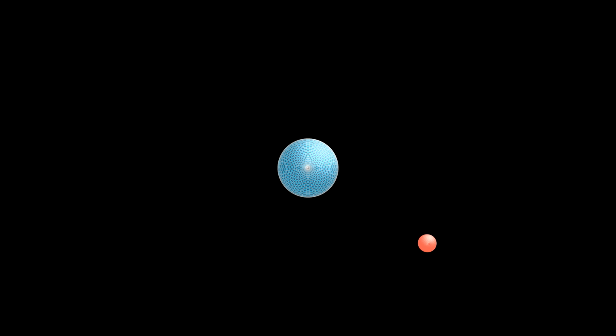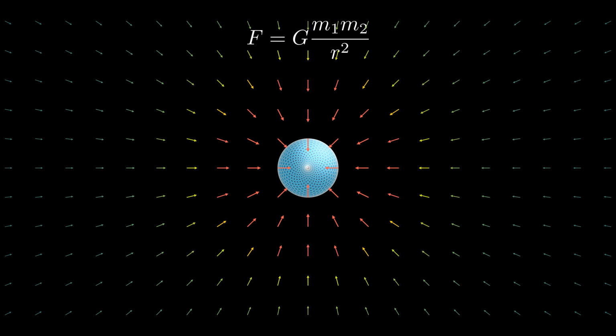So we have our central object, towards which a test object is continually accelerated, and towards which consequently the force vectors all point. The magnitude of the force vectors is given by Newton's formula for gravity, based on the distance r from the center, as well as the masses m1 and m2 of the central object and our test object, as well as the gravitational constant G.